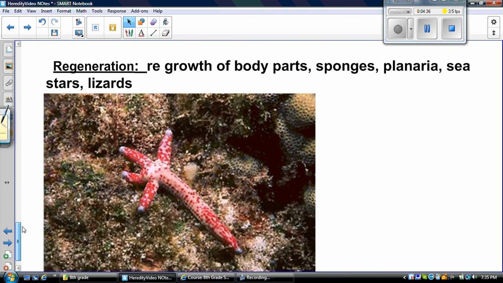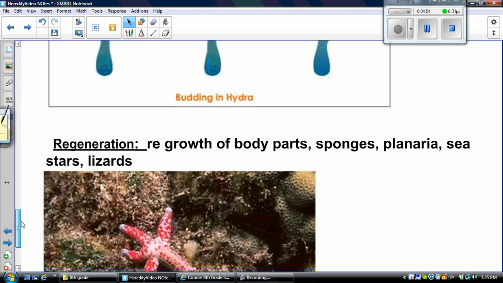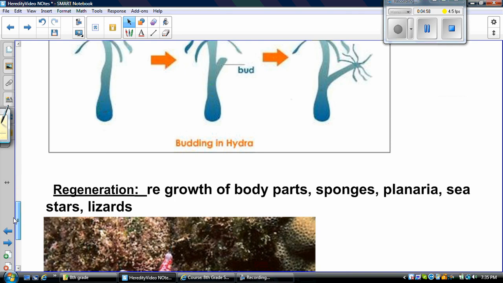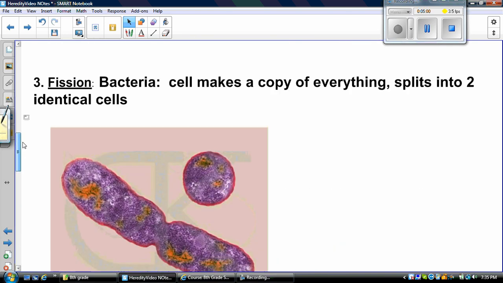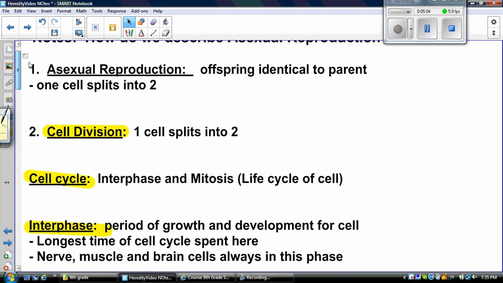Regeneration is another type of asexual reproduction. You'll see this happen in sponges, planaria, sea stars, and lizards. Okay, this sea star right here is regrowing its body part right now. So that's regeneration. So those are the three types of asexual reproduction: regeneration, budding, and fission.